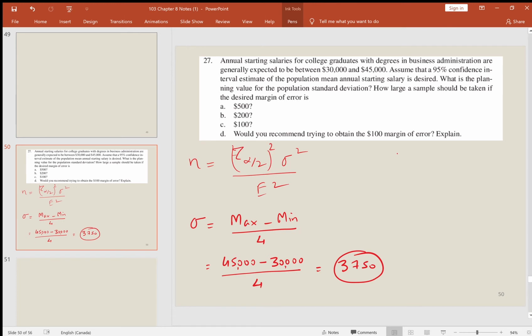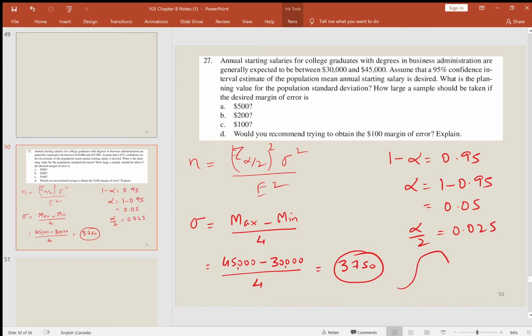Now we are told 95% confidence interval. So 1 minus alpha is 0.95. Alpha is 1 minus 0.95 equals 0.05. So alpha by 2 is 0.025. And what we have seen before is that if this area is 0.025, then the z-score is going to be equal to 1.96. Okay, so we have everything we need, and let's calculate the desired sample size.